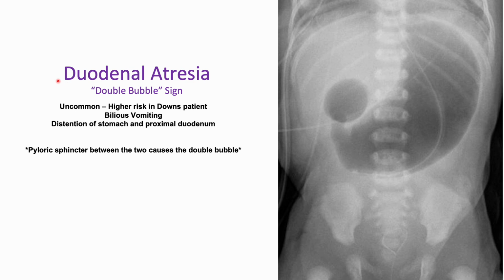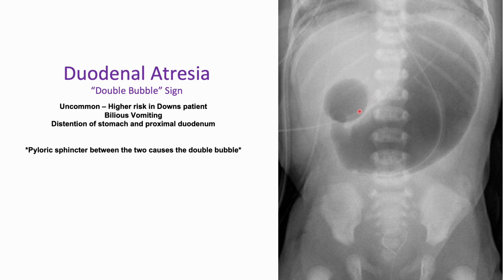Next up, we have duodenal atresia, and the way that you'll see duodenal atresia presented on many national tests is with a double bubble sign. So that's what we're seeing here. So this is an image of a child who has duodenal atresia, and so it's a relatively uncommon finding, but it is at higher risk with Down syndrome and prematurity.